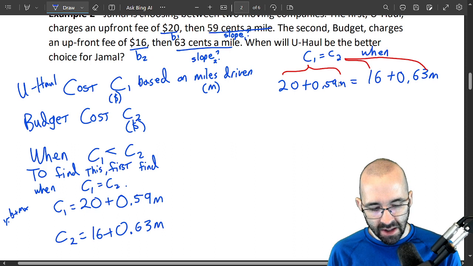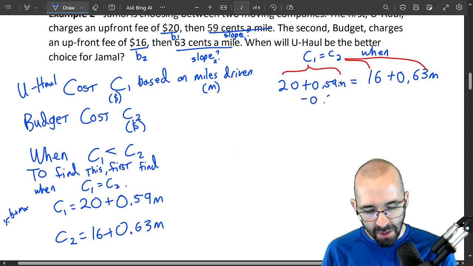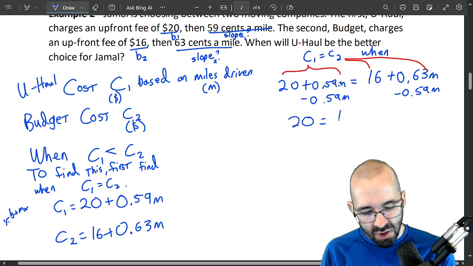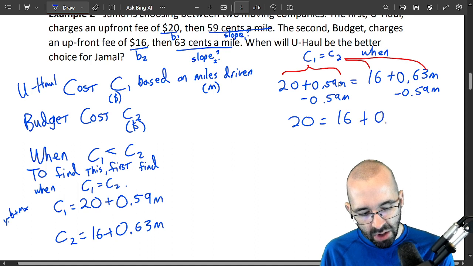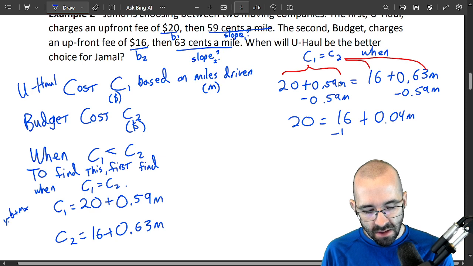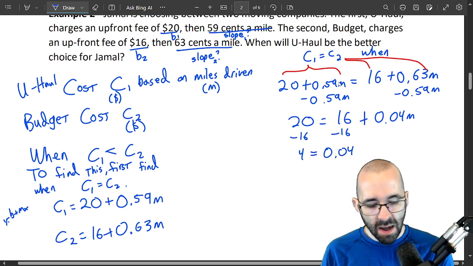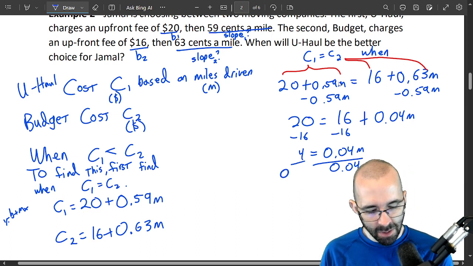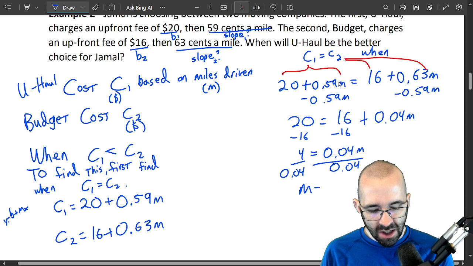Again, you can do things however you want. I'm going to subtract over the 0.59m because I like positive variables, but you don't have to. That gives us 20 is equal to 16 plus 0.04m. Subtract 16 from both sides, and you'll get that 4 is equal to 0.04m. Divide both sides by 0.04. You could also multiply both sides by 25, it would be the same thing. And you should get that m is 100.